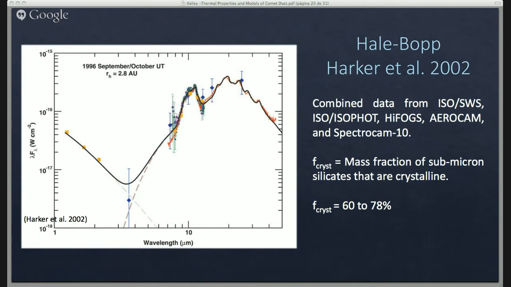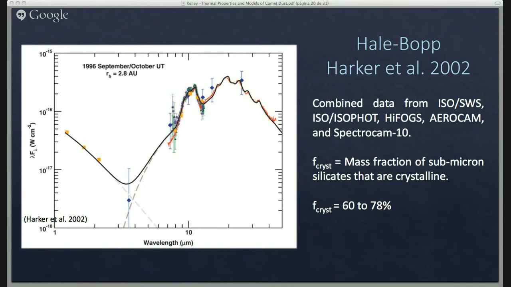What I want to talk about here is one of our primary metrics, the mass fraction of submicron silicates that are crystalline. So take just a silicate species and compare what fraction of those silicates are crystalline material. For Hale-Bopp, that comes out to be a fairly high fraction, 60 to almost 80%. And that was measured over a distribution of heliocentric distances, and that's where that range comes from.